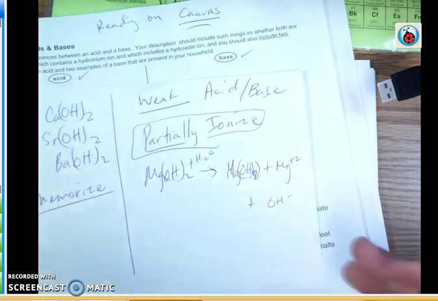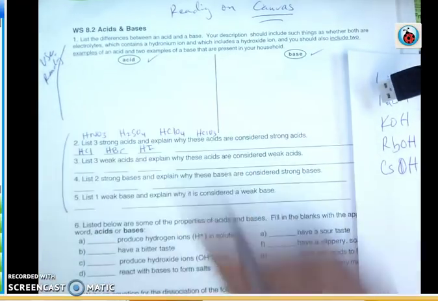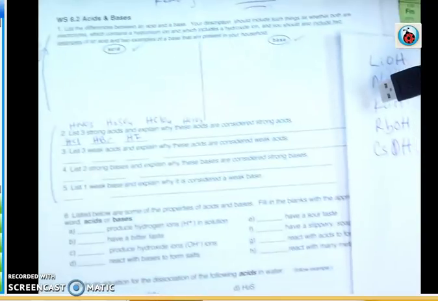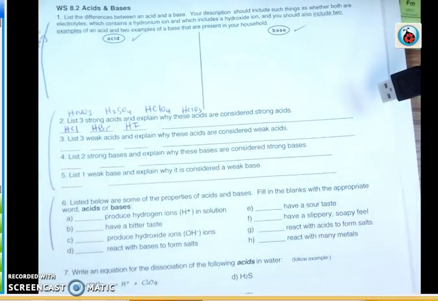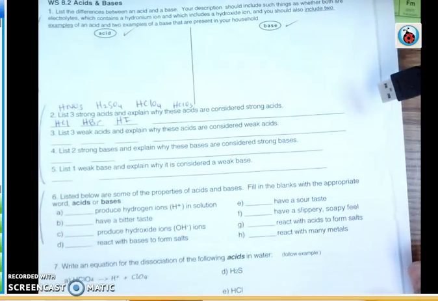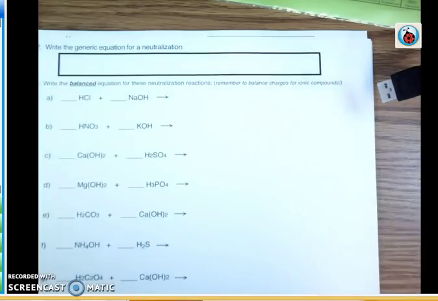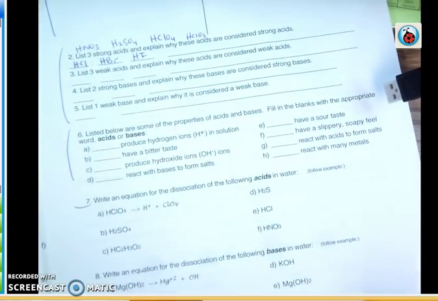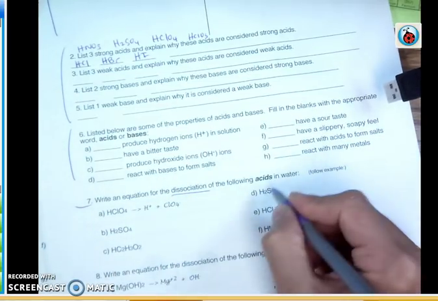Okay, and so for our purpose now, that should answer number 2 and number 5. Complete that, and then use the properties you've learned to complete number 6. Pause it and finish number 6 before you move on to number 7. And number 7 here says what happens when these things dissociate in water to form acids.